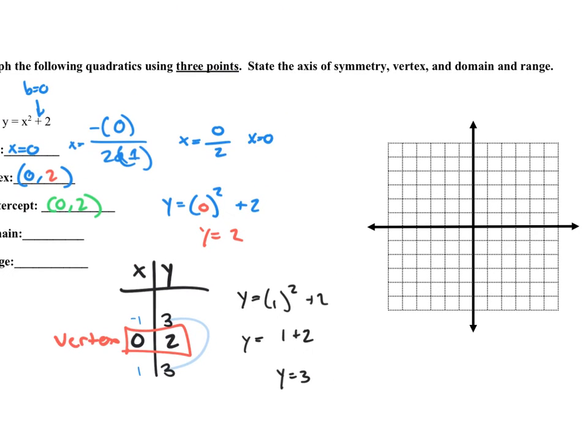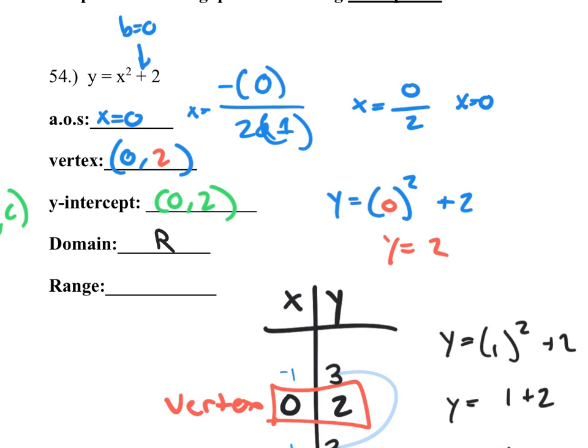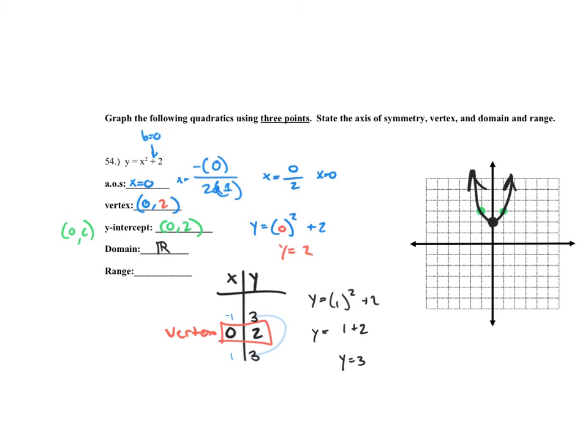And because of the symmetry, those points will be the same on both sides of the quadratic. It'll look like this, and then up it goes. For the domain, it's all real numbers. For the range, we have to look at this and talk about all the possible y values. And so that's going to be where y is greater than or equal to 2. We are always 2 or greater on this graph.